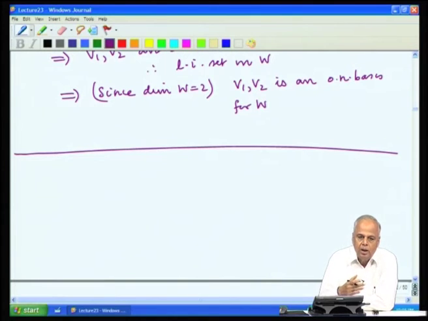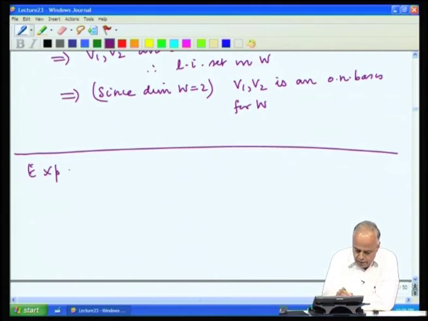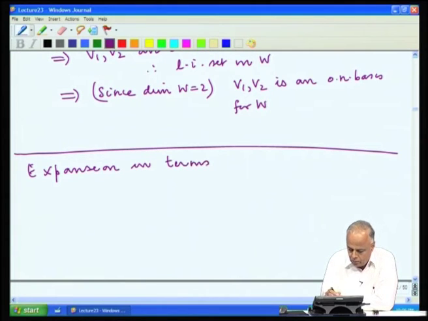We have seen that whenever you have a basis, every vector in that space can be expanded as a linear combination of the vectors in that basis, and therefore, in particular, if we have an orthonormal basis, then every vector in that space can be expanded as a linear combination of this orthonormal basis. Let us look at this expansion. So, we will call this the expansion in terms of orthonormal basis.